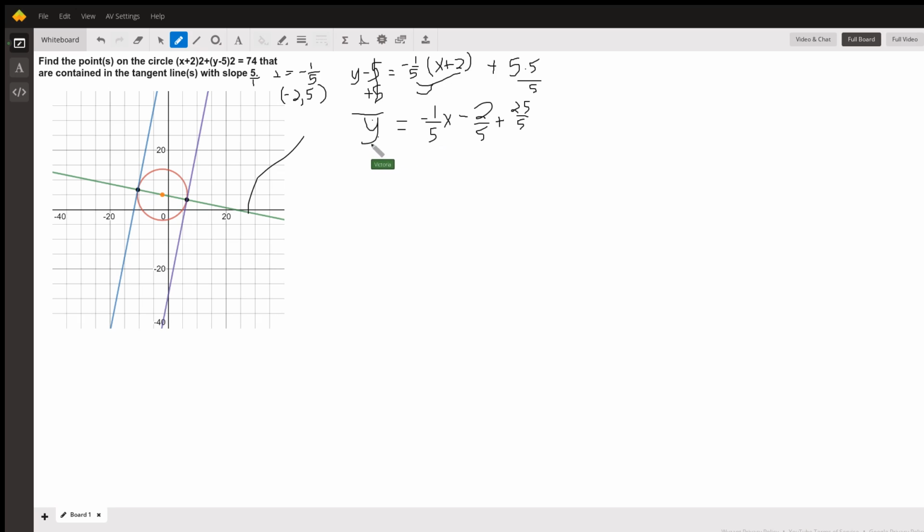So in the end, this green line, this one right here, it's y equals minus 1/5 x. And then when you add negative 2/5 and positive 25/5, you end up with plus 23/5.